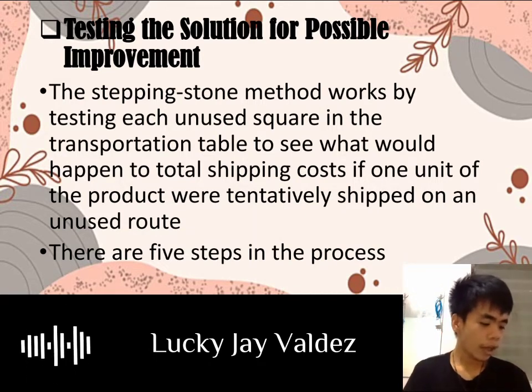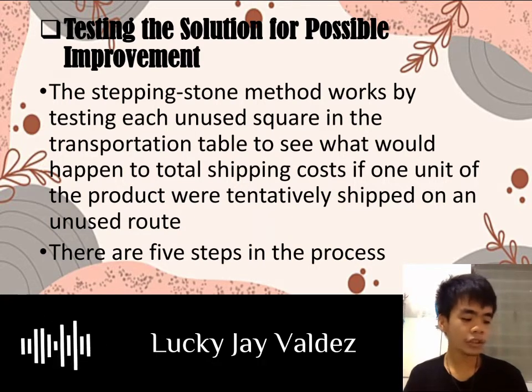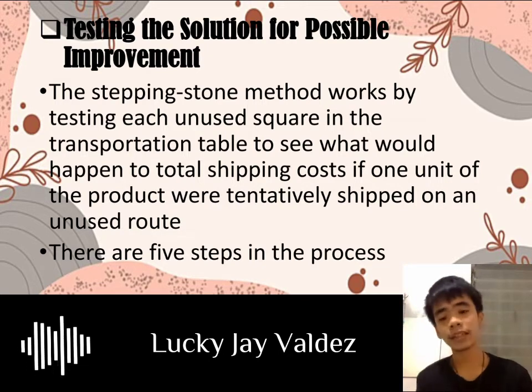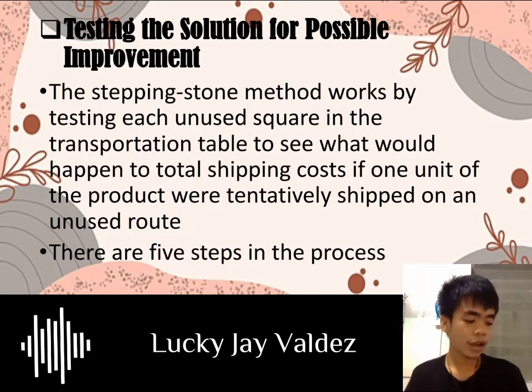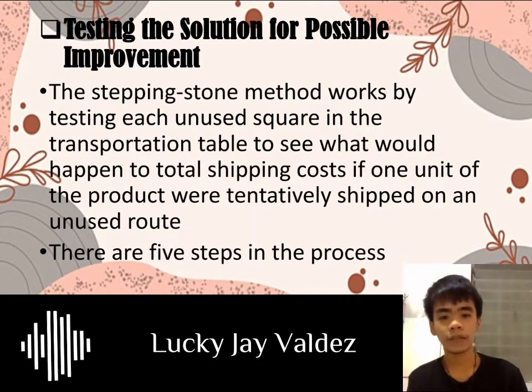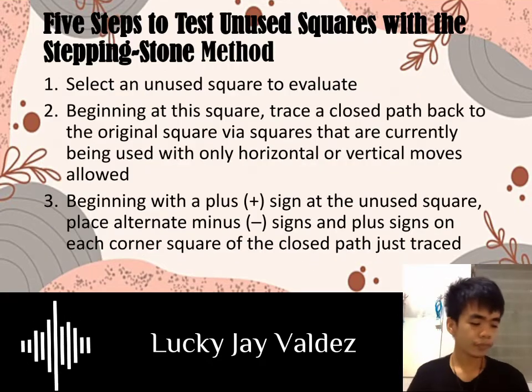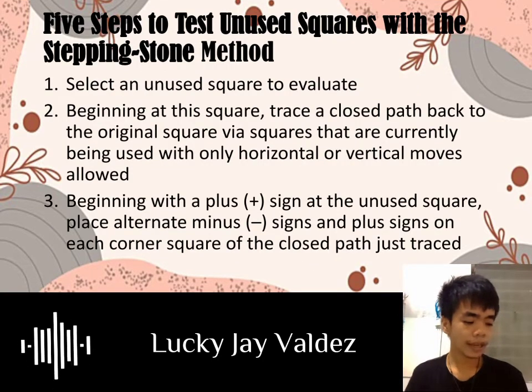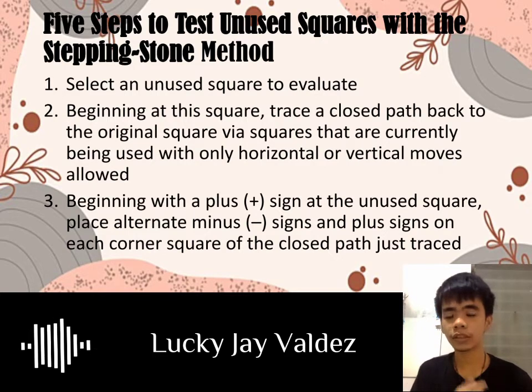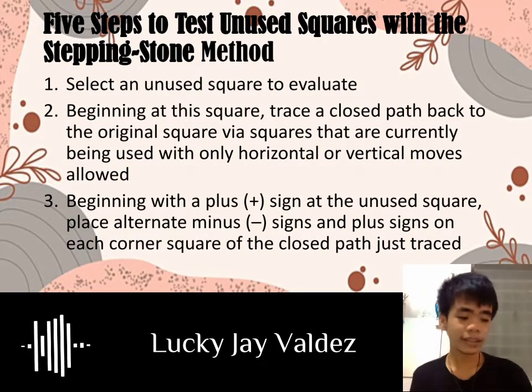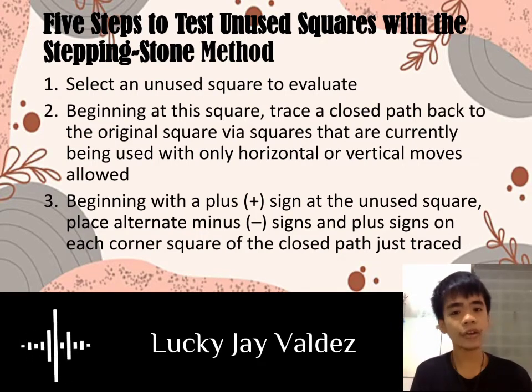So if one unit of the product were tentatively shipped on an unused route, there are 5 steps in this process. So here, guys, we have 5 steps for testing the solution for possible improvement sa pag-deliver natin. So first is, sa ating transportation table, the first step is select an unused square to evaluate. So, sa transportation table natin guys, magpili tayo ng isang unused square. So, kung mayroon tayong unused square, hanapin natin yun. Then, kung napili na natin yun, proceed na tayo sa step 2.